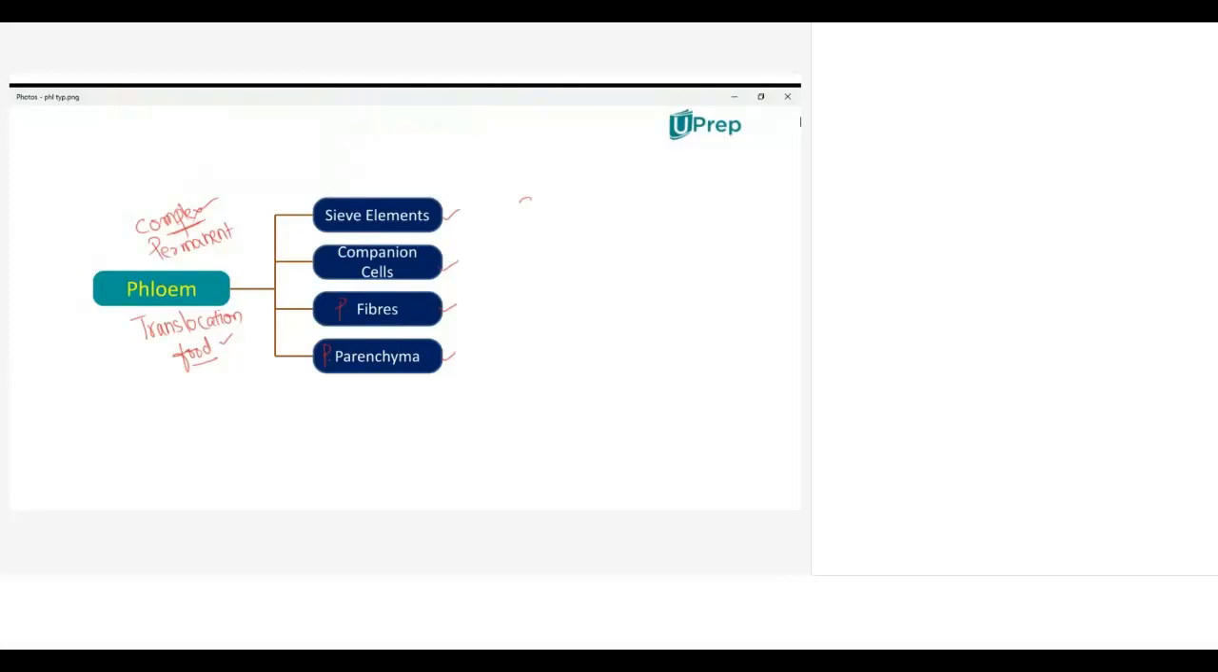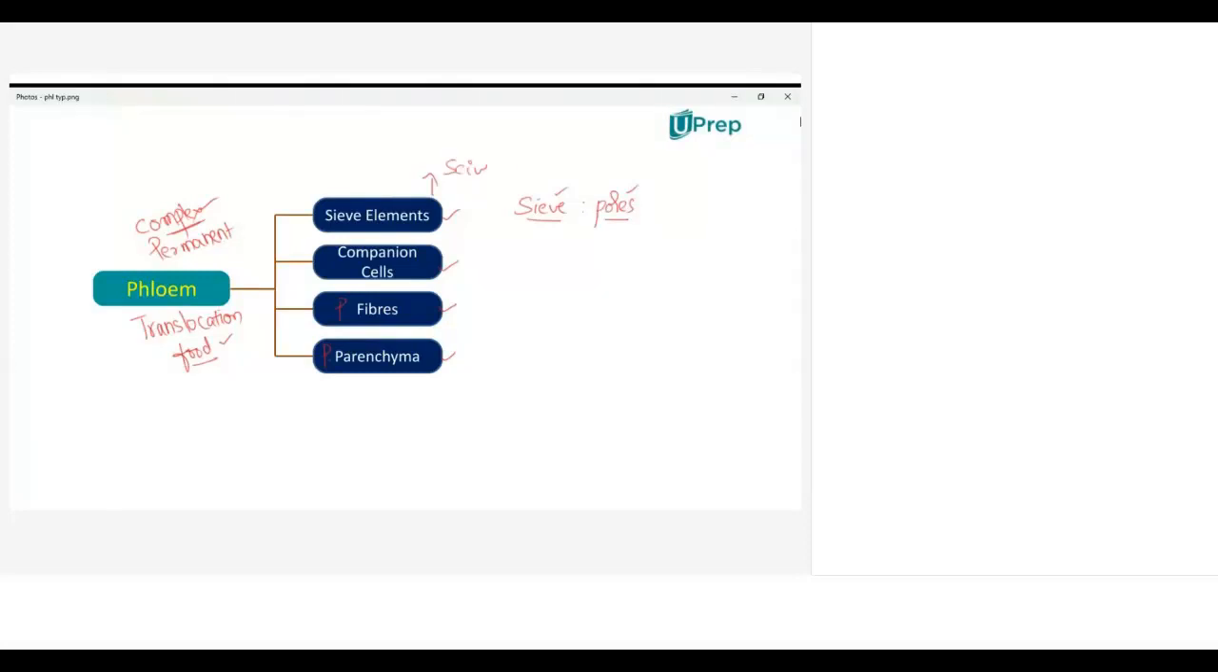Okay. So here if you take the sieve elements, in the other class we discussed what is meant by sieve, what it will do. It will have small pores for translocation of food. Okay. When you take sieve elements, there are two types of sieve elements. If you see, the sieve elements are made up of generally sieve tubes and sieve cells.